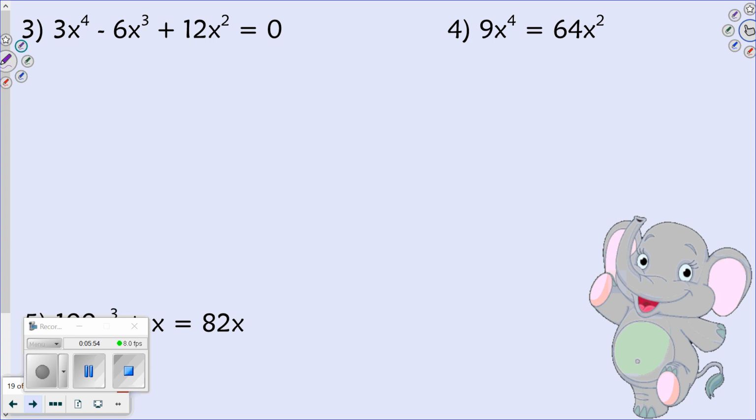Let's skip 3. Let's jump to 4. So number 4, what do we do first? Good. Subtract that 64. So 9x to the 4th minus 64x squared. Then what?